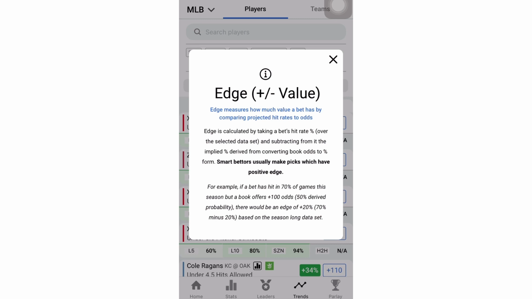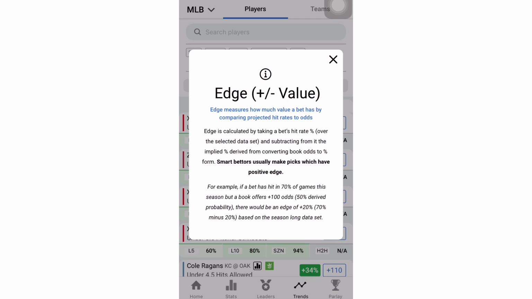So let's say we're looking at the last 5 games. What are the implied odds, the probability of the specific prop you're looking at? How often is that hit in those 5 games versus the offered odds? Now, we can obviously also read the definition on the screen here, but we can also take a look at the example, because I think the example is a really good way of identifying what edge is and why edge is so important when looking at bets.